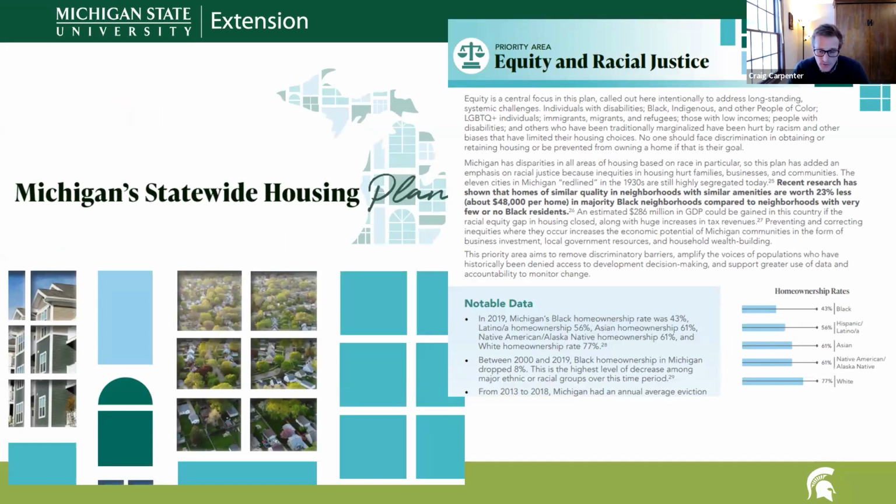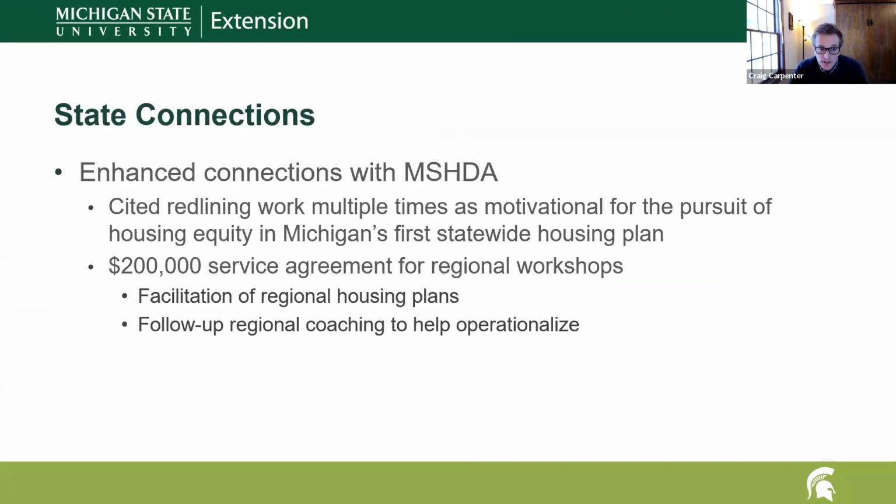MSHDA, the Michigan State Housing Development Authority, also came forward with Michigan's first statewide housing plan, and they cited redlining as a reason for why equity and racial justice is a priority area for housing in Michigan. So it definitely helped with those connections with MSHDA, and helped us connect with regional housing groups and facilitate some regional housing plans across Michigan.